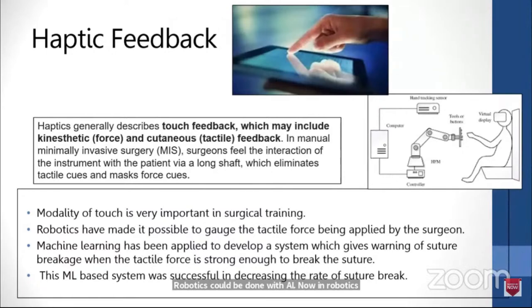Now, in robotics, one of the main disadvantages is whether you have haptic feedback. We all know haptic feedback because all our mobiles, and even desktops and computers, are sensitive to touch. Therefore, touch feedback can be given through robotics, and kinesthetic and cutaneous feedback can be given. The modality of touch is very important, and robotics can make it possible to gauge the tactile force being used by surgeons.